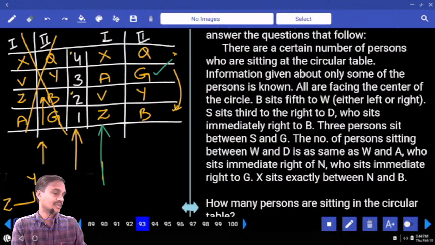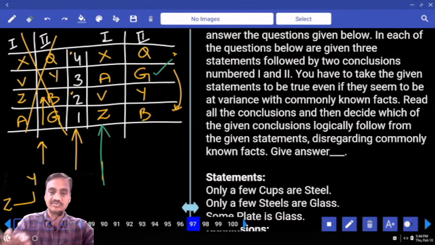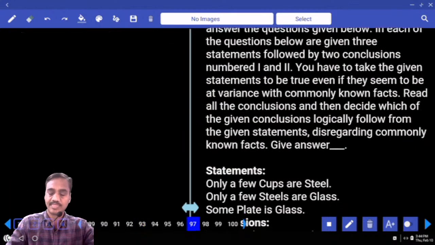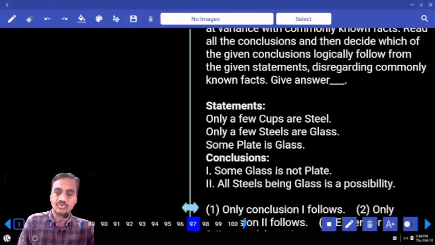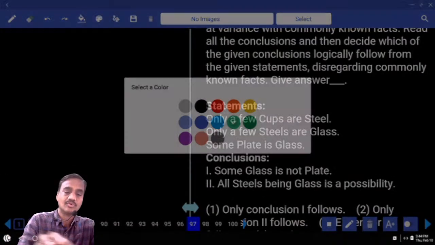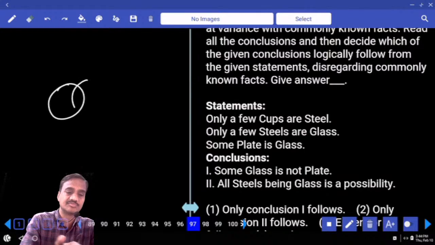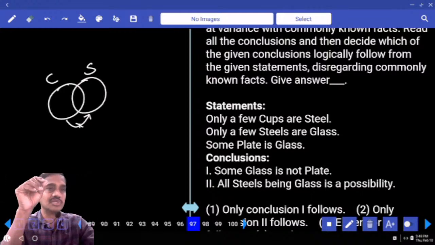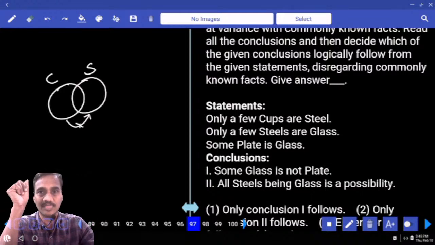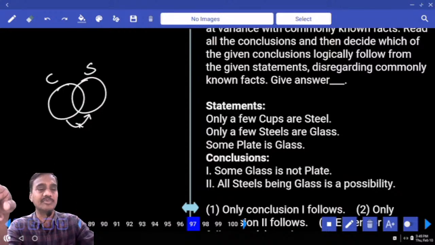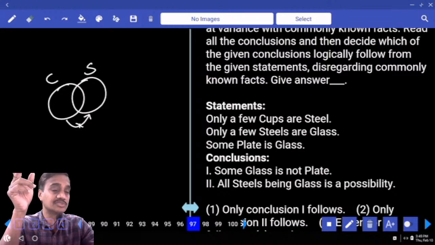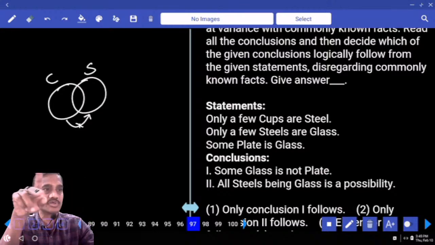And next one, 97 to 100. Now 97 onwards, they are based on syllogisms. And coming to these syllogisms here, only a few cups are steel. Only few cups are steel. These are the cups that are steel. Only some of the cups are steel, but not all. Only some cups are steel, not all. And meaning, this entire cup cannot be a part of this steel. But this steel can be a part of this, all steel can be cups, but all cups cannot be steel.